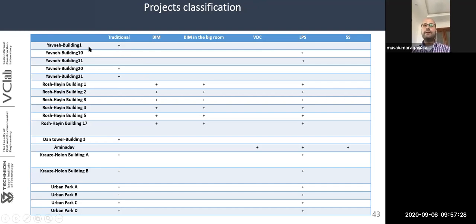We can see here for Yavne building, some of them are traditional, while buildings 10 and 11 have some implementations of last planner system. If we look at the Rosh Ha'ayin buildings, we see that they have BIM, BIM in the big room, and LBS. Now, the Kraus Holon buildings and the urban park buildings are traditional projects with some implementations of last planner system, weekly work planning. The Amina Davi project is VDC with last planner system and 5S.